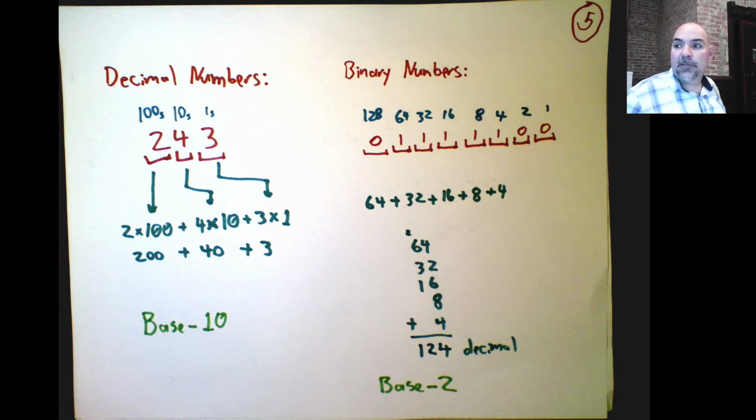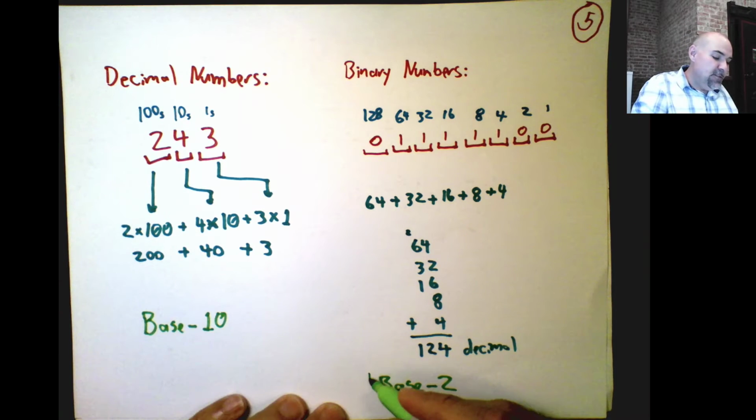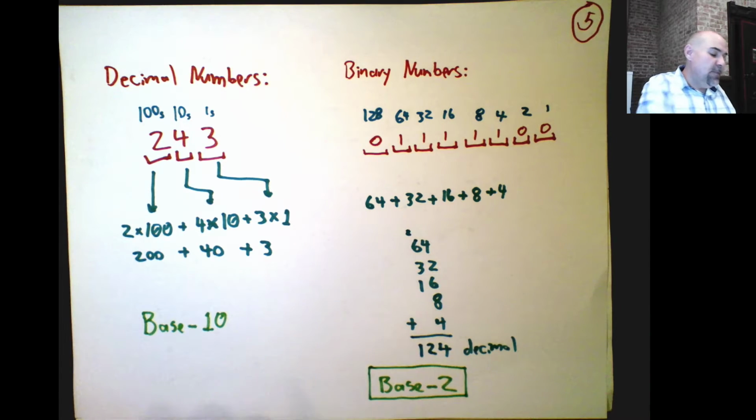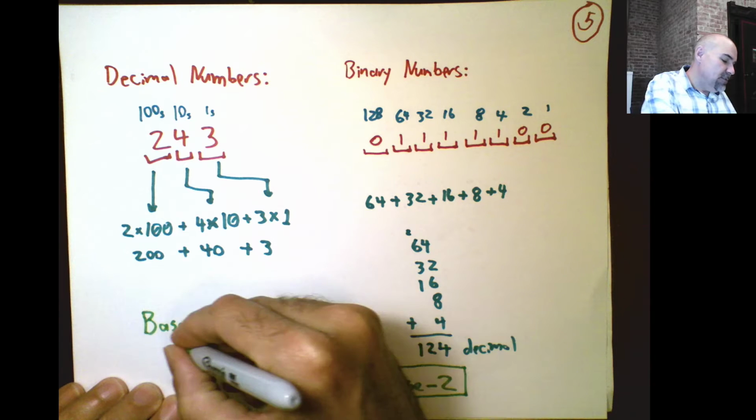Now that does bring up an interesting question. The interesting question would be, we know why computers use base 2, because it's easy to represent with switches. But why do humans use base 10?